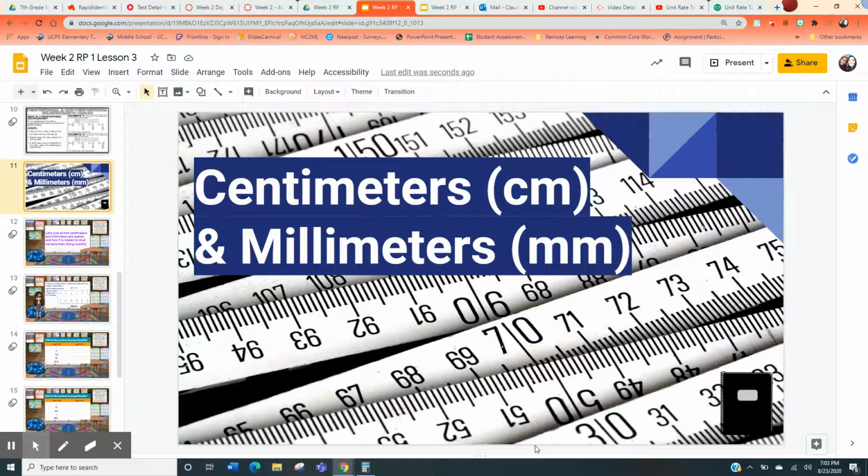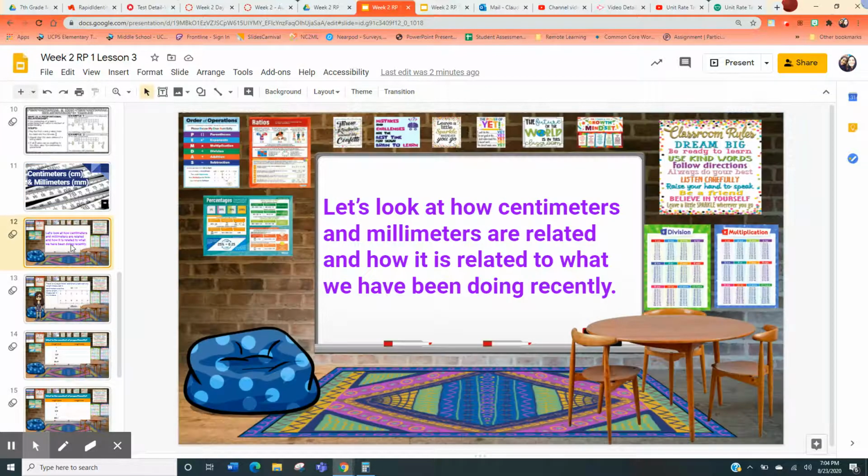So we're going to continue looking at unit rate today using tables. Remember, unit rate is another form of saying constant of proportionality. So if you hear me say constant of proportionality, it is the same as unit rate. Let's look at how centimeters and millimeters are related and how it is related to what we have been doing recently.